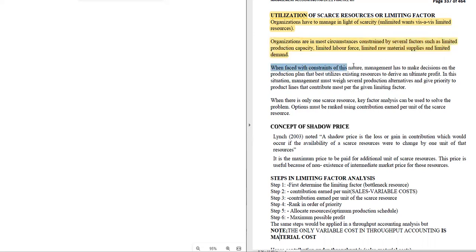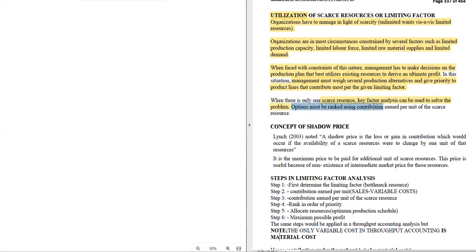When faced with constraints of this nature, management has to make decisions on the production plan that best utilizes the existing resources to derive the maximum profit. Management must weigh several production alternatives and give priority to production lines that will contribute most per the given limiting factor. The limiting factor is either the limited production capacity or the labor force, the scarce resource. When there's only one scarce resource, a key factor analysis can be used to solve the problem. This is what we call limiting factor analysis or key factor analysis.